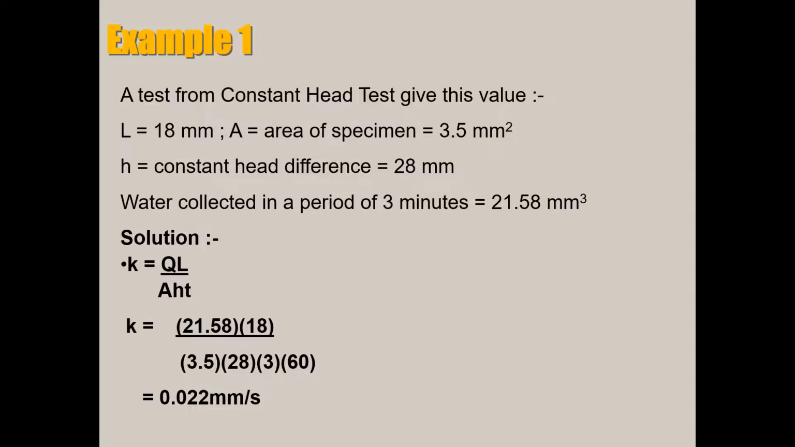Question number 1. A test for constant head gives these values. The length is equal to 18 millimeters. Area of specimen is also given. The difference in head loss is 28 mm, which means this is the difference between H0 and H1 before and after testing. Water collected in a period of 3 minutes, so the volume of 21.58 millimeters cubed is collected in 3 minutes. This is your Q value.